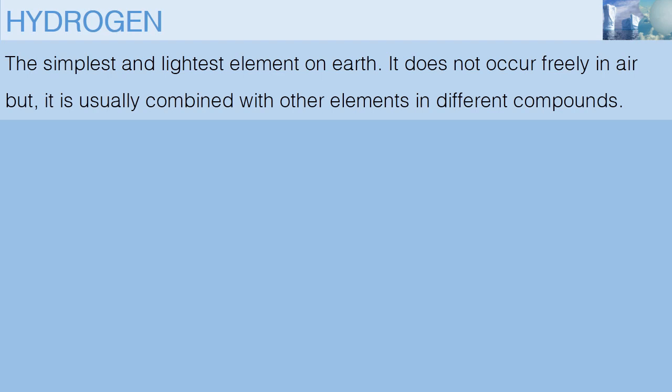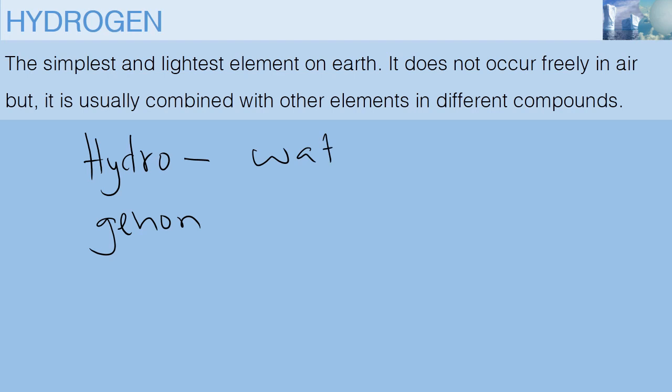The name hydrogen is derived from Greek words hydro and genon. Hydro means water, genon means generator. So hydrogen is a water generator.